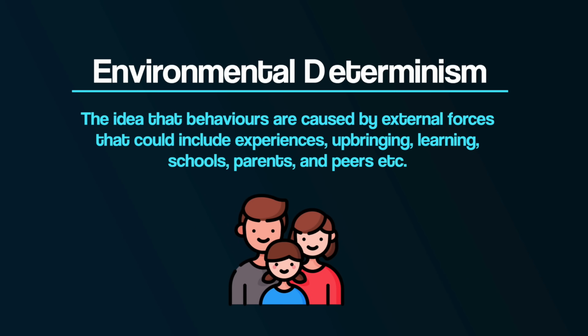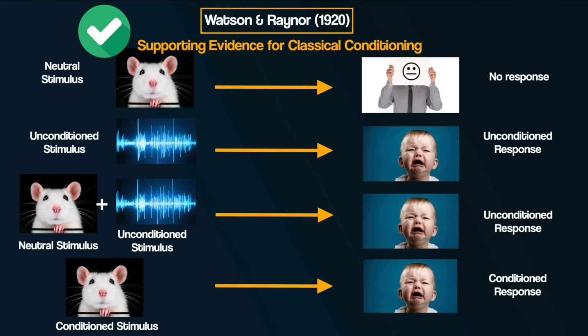Environmental determinism is the idea that behaviors are caused by external forces outside of our control that could include experiences, upbringing, and learning. For example, Watson and Rayner's Little Albert experiment demonstrated how phobias could be conditioned through the association of a neutral stimulus with an unconditioned stimulus.